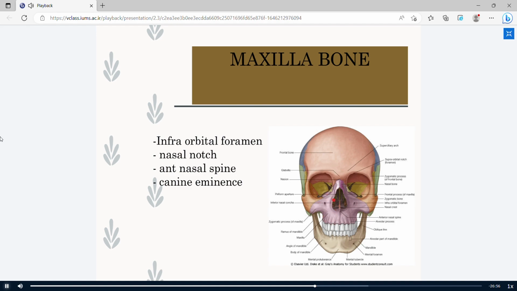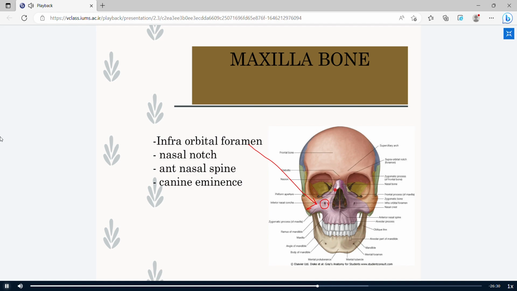On the body, there is a foramen. It's called infraorbital foramen because it's located inferior to orbital cavity, and this foramen is for passing the infraorbital nerve and vessels.